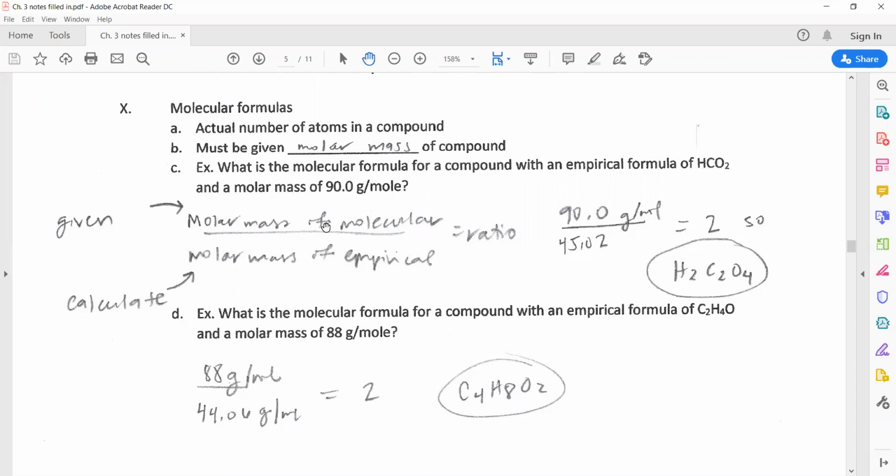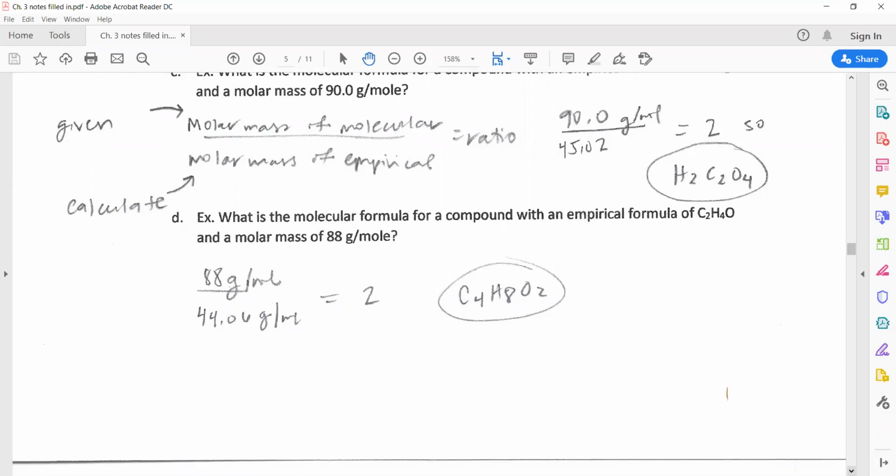The way we do this, I've written here, is you take the molar mass of the molecular, which has to be given to you, because that's a mystery. So that's 90. And then you calculate the molar mass of your empirical. So I just went and added up 1 H, 1 C, and 2 O's, and I got 45. So you take the 90, put it over 45. You can already see that this is twice. The molar mass of the molecular is twice that of the empirical. So I get a 2 here, which means I need to multiply all of the subscripts by 2. So H2C2O4 is the molecular.